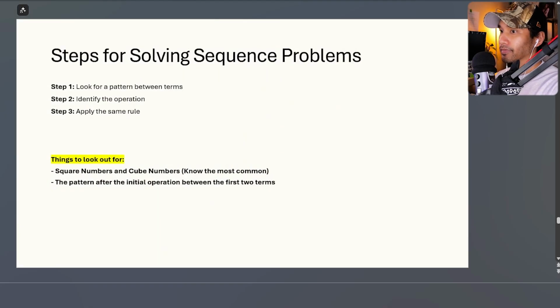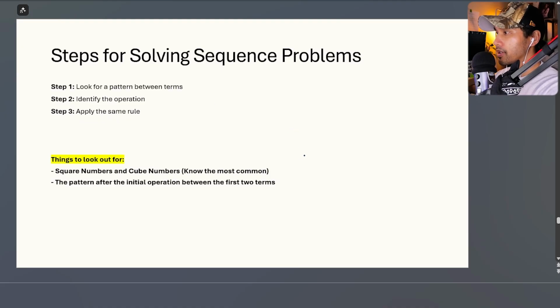Here we go. Steps for solving sequence problems: look for a pattern between terms, identify the operation, and apply the same rule. I have these in my practice test, and the things to look out for are square numbers and cube numbers.